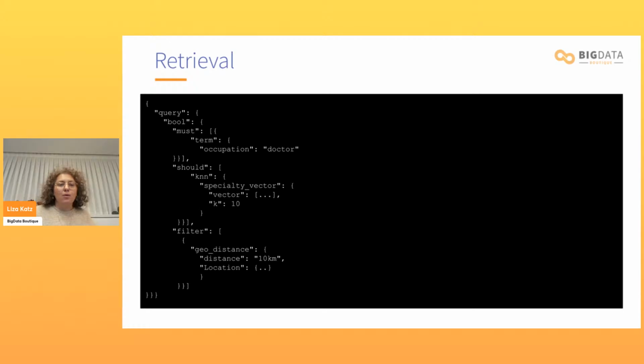And this is the real power of retrieval with OpenSearch. It finds doctors. They must be doctors. They might be within 10 kilometers from where I am, but they should also be similar to what I'm looking for, what I'm asking about. So this will give us doctors that also treat knees and are close to me. And this would be good information to answer the user's question.